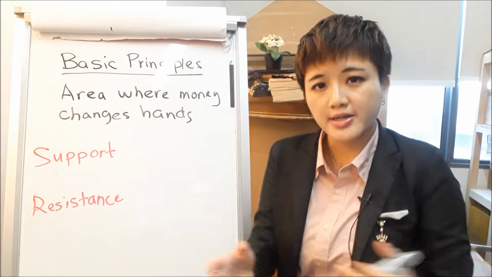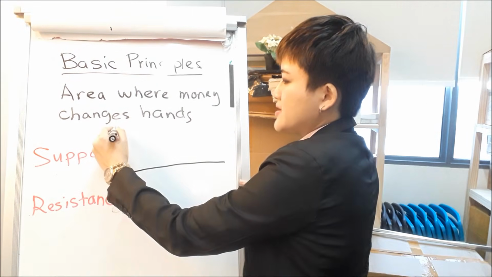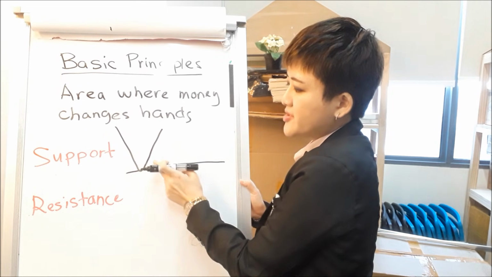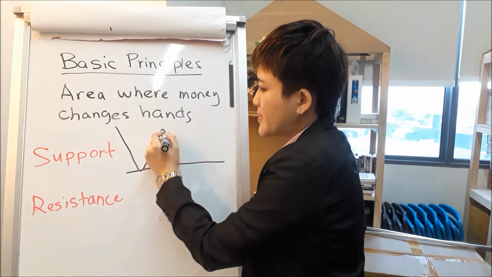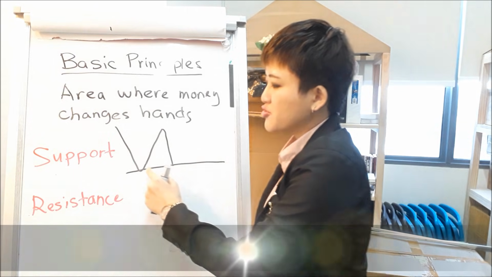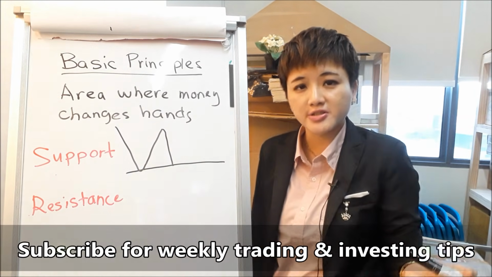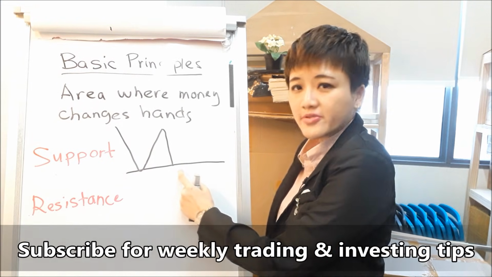The psychology behind support is this: let's say you have a level over here. Price initially comes down and bounces back up. At this point in time, buyers are in control. Then the price comes back down to the same level again. The people who bought initially will be like, oh my god, another opportunity for me to add more positions. They are going to buy more over here.